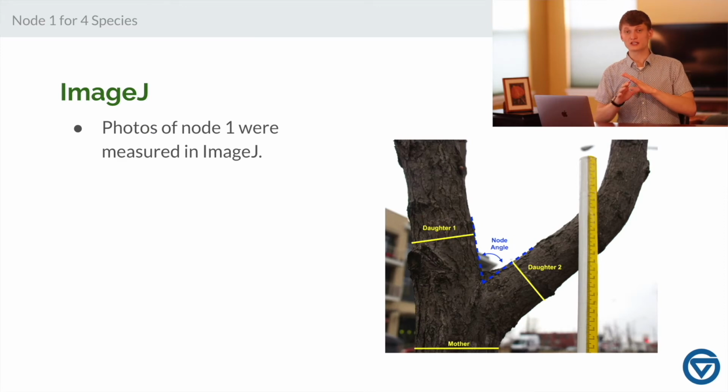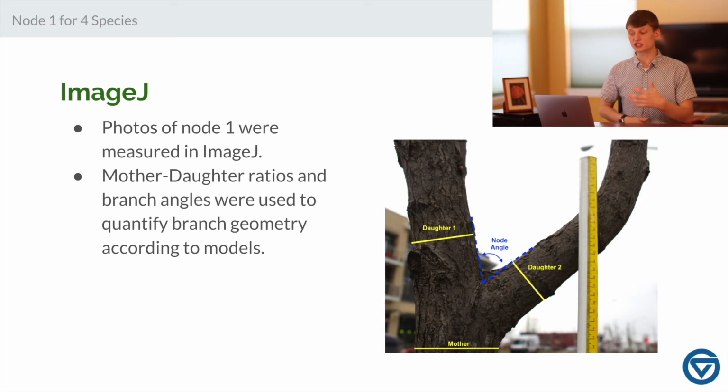So in ImageJ, we then measured the characteristics of node 1. You can see that the mother is there before the branching point, then you have the 2 daughters after the branching point, and of course that node angle. Then we took those mother-daughter ratios and the branch angle in the case of the USM, and used them to quantify branch geometry according to the various models.